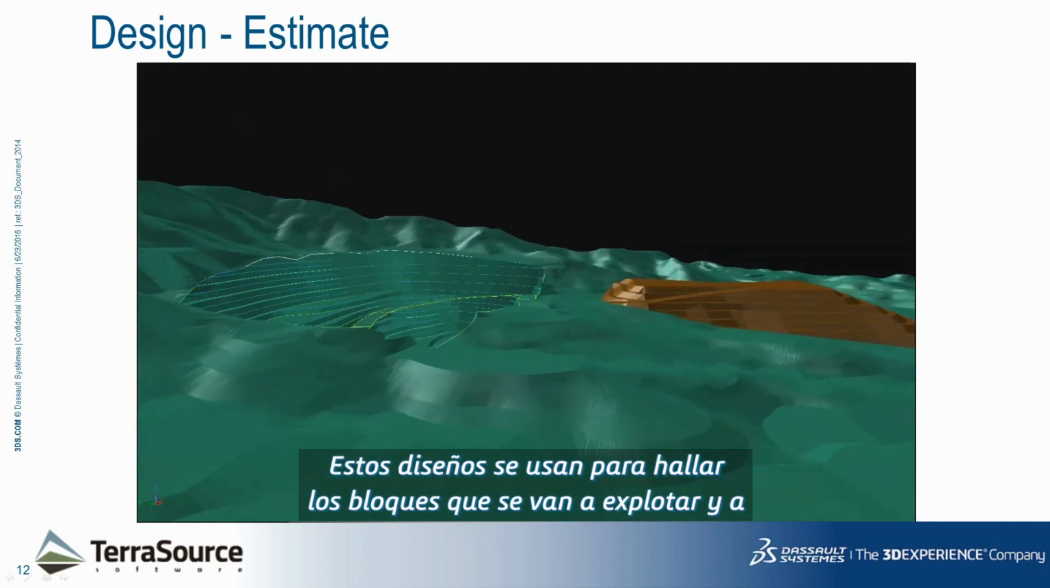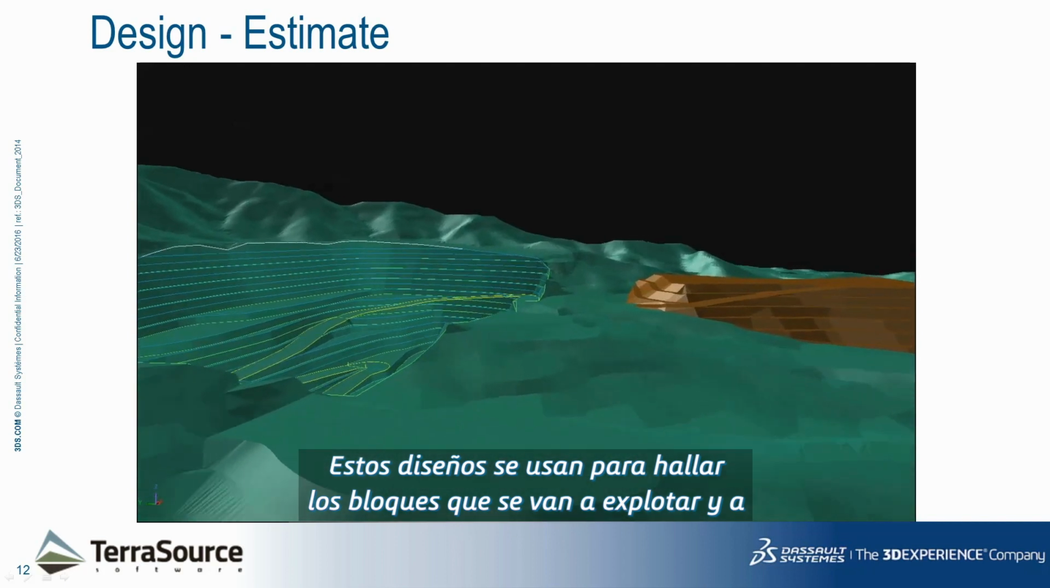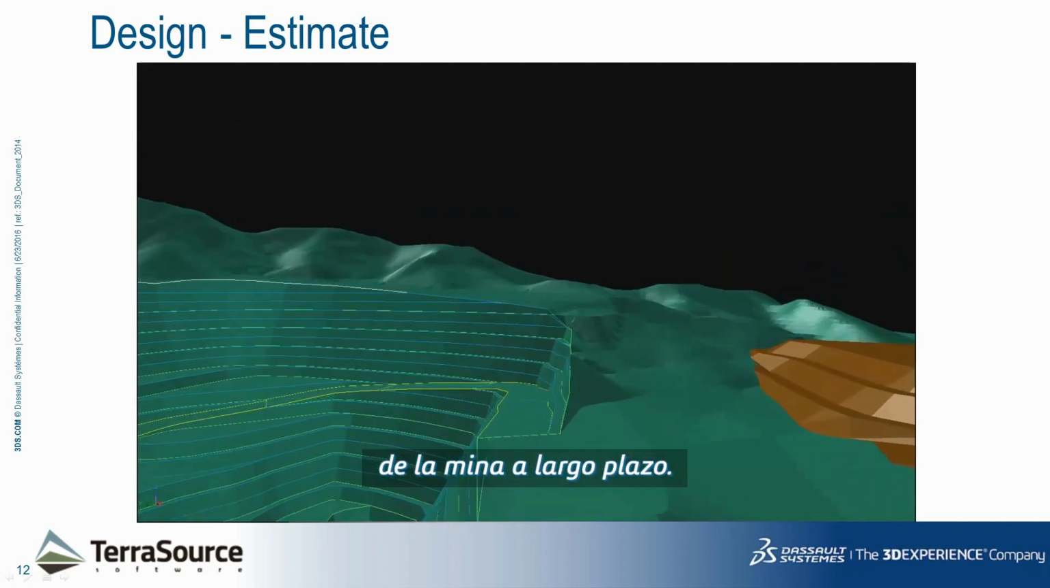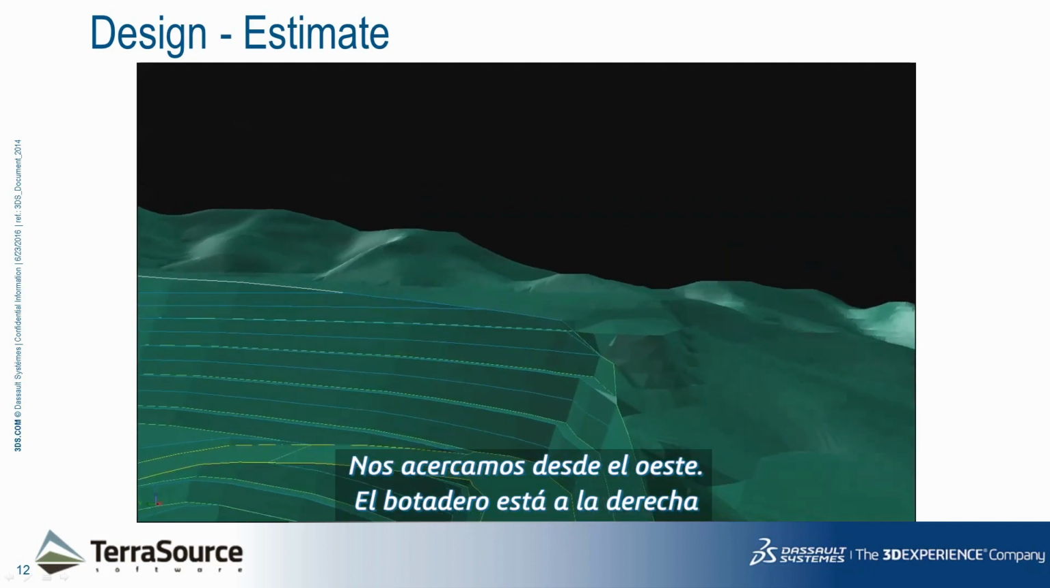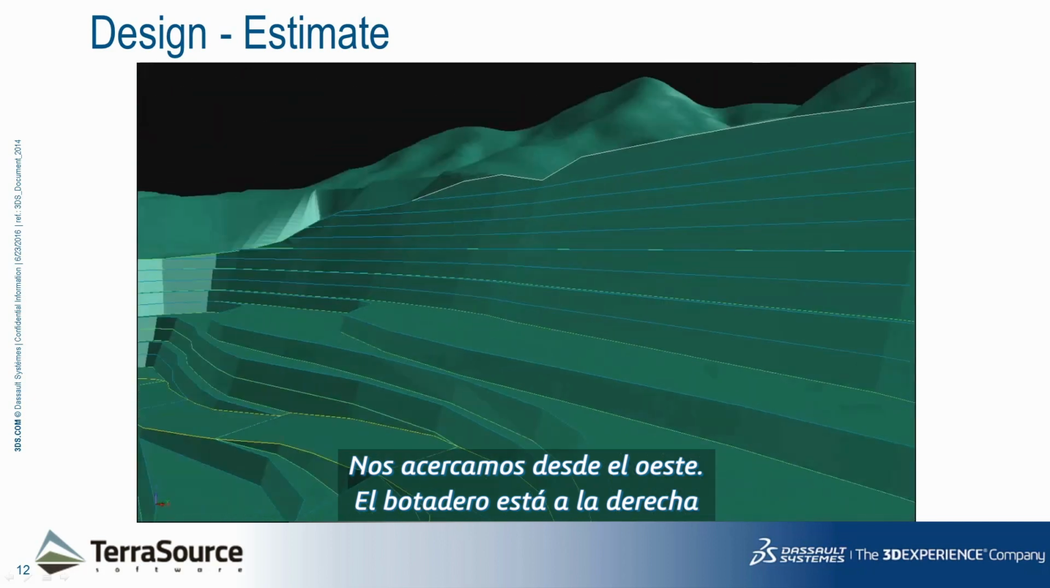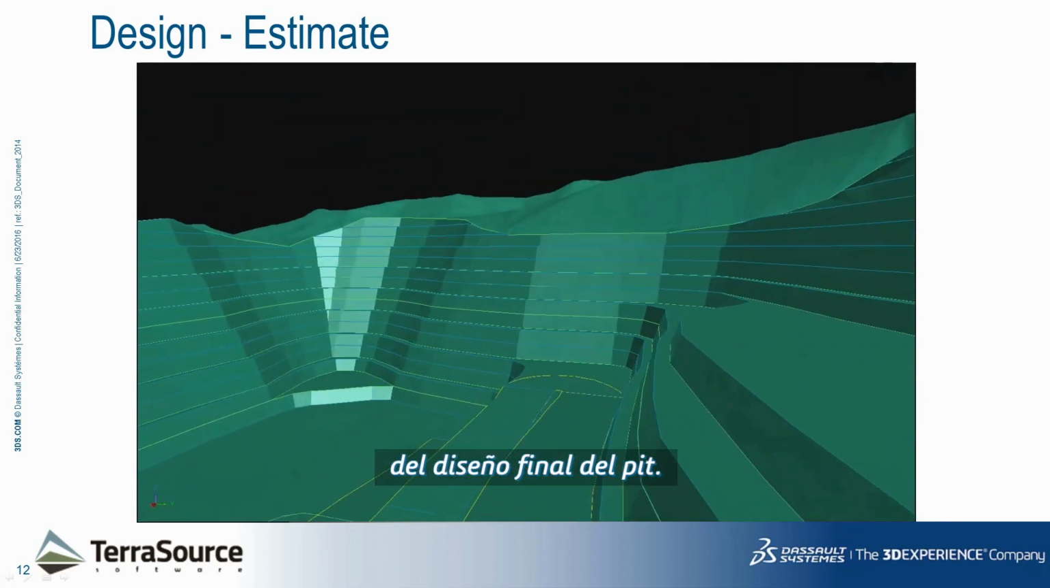These designs define the blocks to be mined and the blocks to be used in the mine planning and long-term scheduling. We are approaching from the west. The waste dump is on the right, and we drive down the haulage road to the bottom of the ultimate pit design.